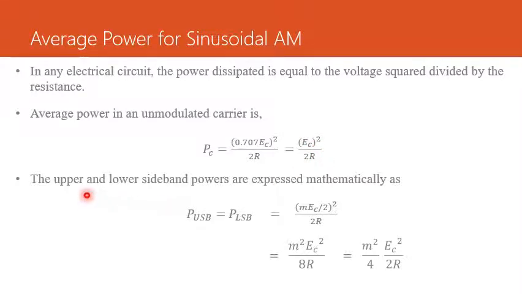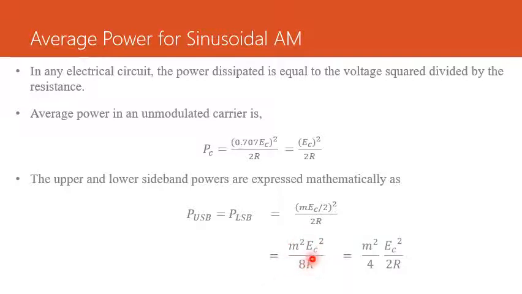Similarly, both the upper and lower sideband is having amplitude of m into Ec by 2. For an upper sideband the frequency is at Fc plus Fm, and for lower it is Fc minus Fm. But both the sidebands have the same amplitude, that is m into Ec by 2. So the upper sideband power and the lower sideband power is equal to m into Ec by 2 the whole square divided by 2R. We just take the RMS value. So if you solve this expression, it becomes m square Ec square divided by 8R.